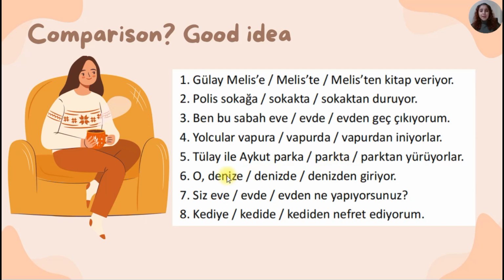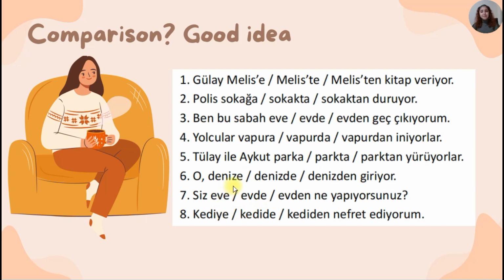Great. Tülay ile Aykut. Tülay ve Aykut. Tülay and Aykut. Parka, parkta, parktan yürüyorlar. Yürümek, to walk. They are walking to the park, in the park, or from the park. Here you can have two options to say because maybe they're walking to the park. It is possible and logical. You can say parka yürüyorlar or parkta yürüyorlar. If they are in the park already, you have to say parkta. If they are going to the park, you have to say parka. Tamam. Tülay ile Aykut parka veya ya da or parkta yürüyorlar.